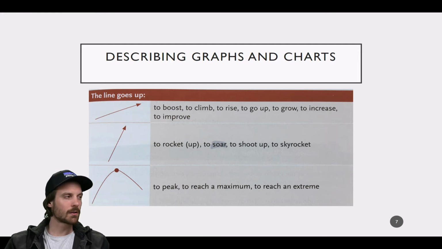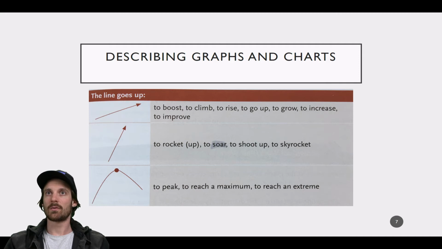If you want to talk about something that increases in a more extreme way, you can use the terms rocket up, to soar, or to shoot up, or my personal favorite, to skyrocket. I think skyrocket is the most easy to remember, the word that is most easily remembered.